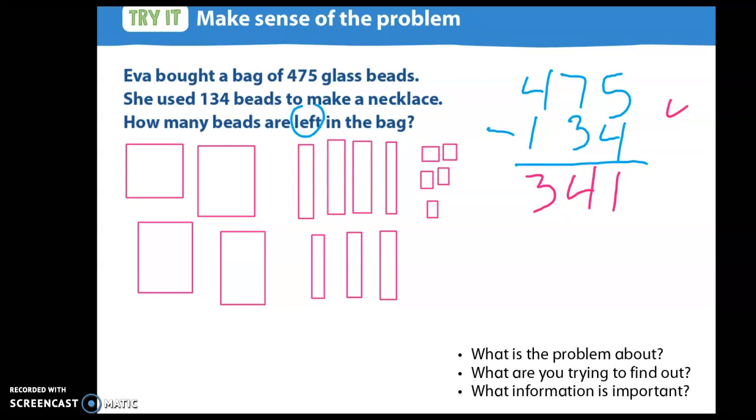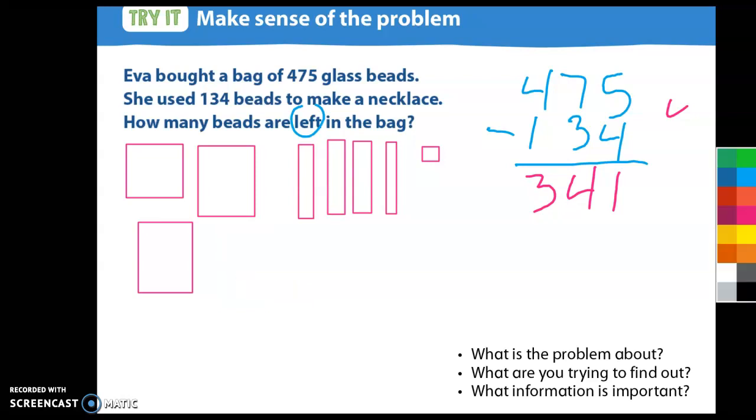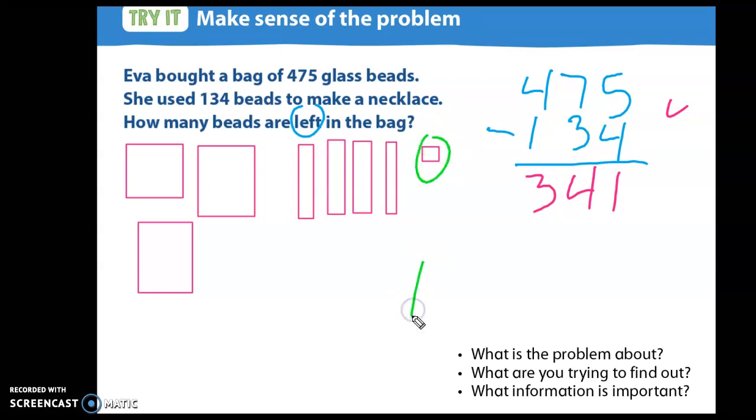And for 134, I need to subtract how many from the ones place? 4, right? 1, 2, 3, 4. And then how many from the tens place? 3. 1, 2, 3. And how many from the hundreds place? 1. So now let's see how much I have left. How many ones? 1. Whoops, my bad, I have 1. How many tens? 4. And how many hundreds? 3. Is that right? Yep. That's another way to do it.